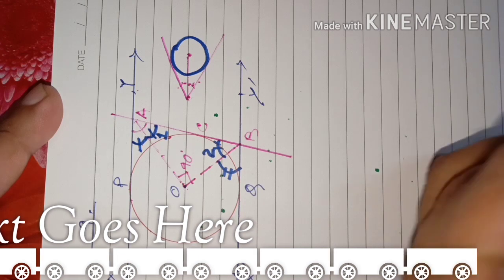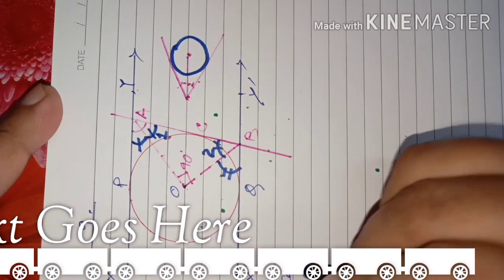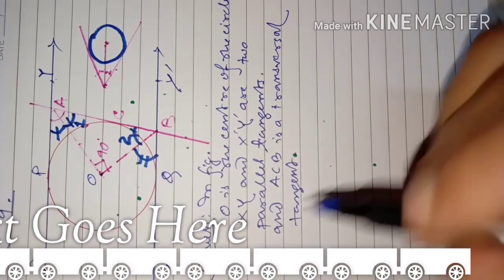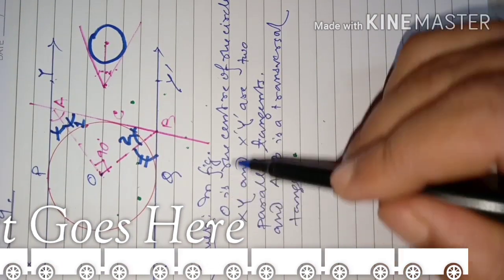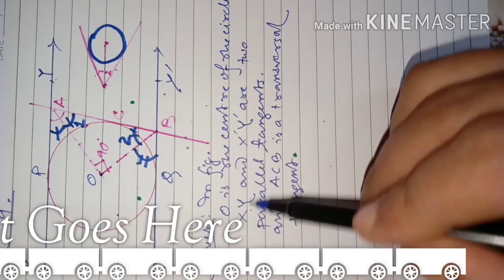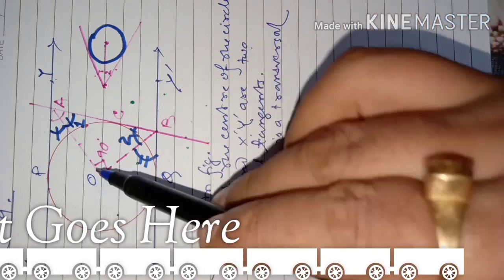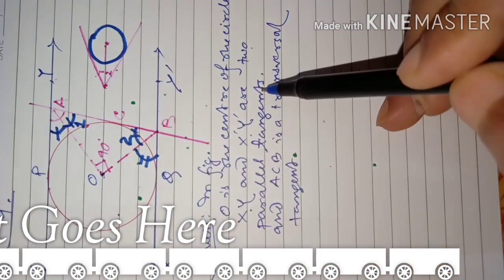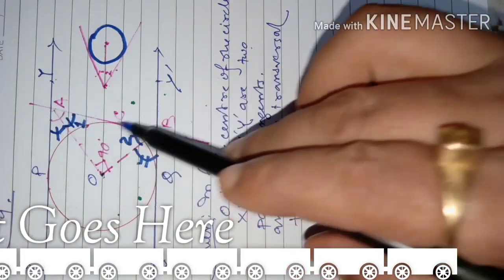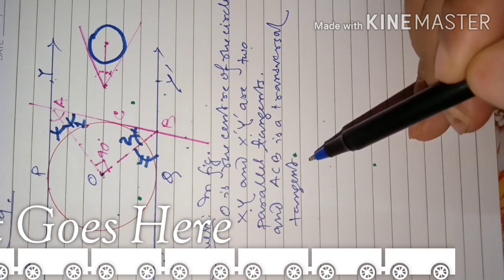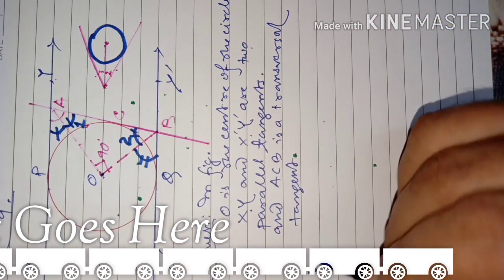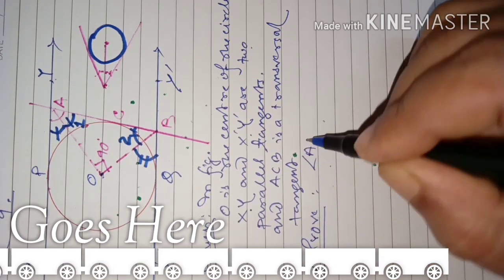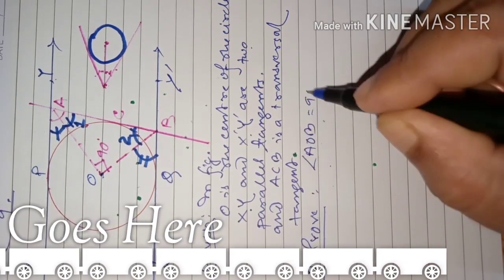So here the given thing is, you have to write the given thing. Okay. So students, you see in the figure, O is the center of the circle, XY and X dash Y dash are two parallel tangents, and ACB is a transversal tangent. So to prove, we are going to show that angle AOB is equal to 90 degrees.